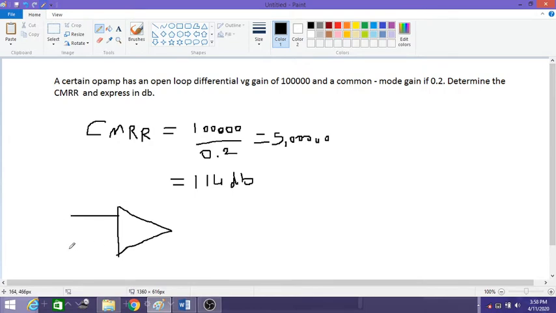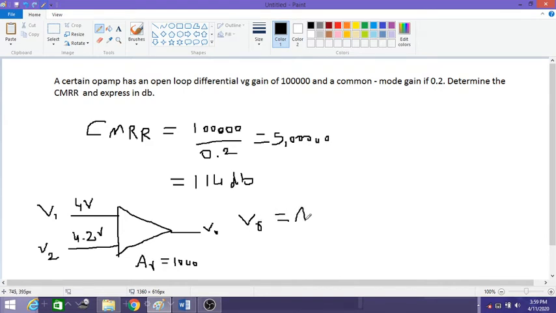So here, let us take one more example where I'm applying a DC voltage. Here I'm applying 4 volts and here I'm applying 4.2 volts, and let us consider the open loop voltage gain, that is AV, is equal to 1000. With respect to the output voltage equation, V0 is nothing but AV times the difference V2 minus V1. So the difference I'll get as 0.2 volts. When I multiply this with 1000, I'll get 200 volts. This I already explained in the previous video, so I'm just highlighting again so that you can understand.